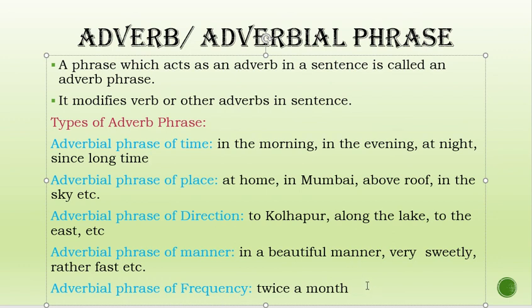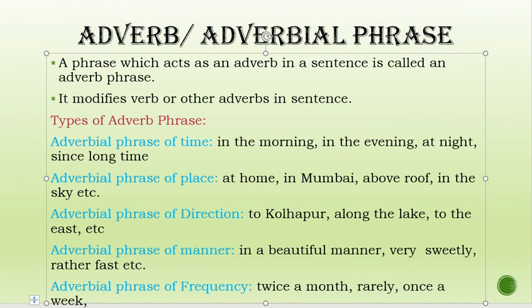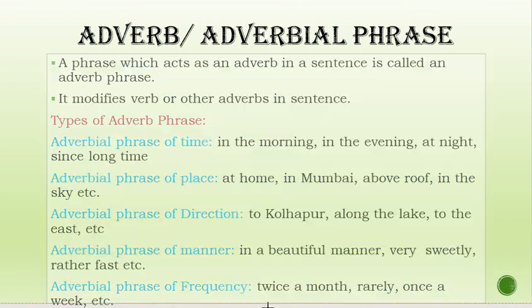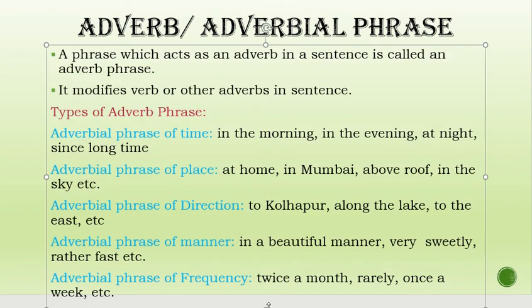Adverbial phrase of frequency. Here: twice a month, or frequently, or rarely, or once a week. Such words are known as adverbial phrases of frequency.